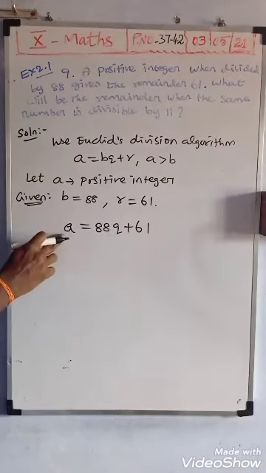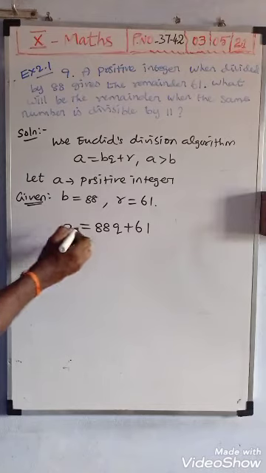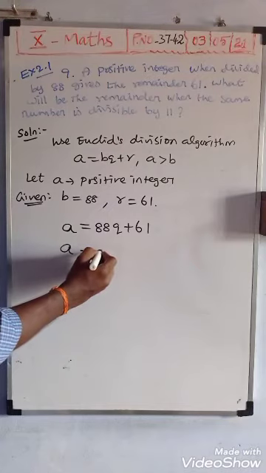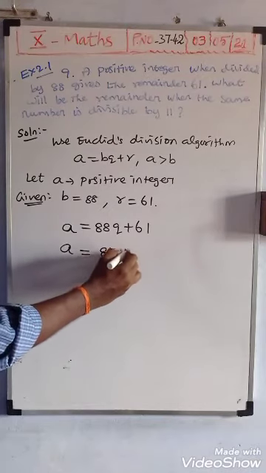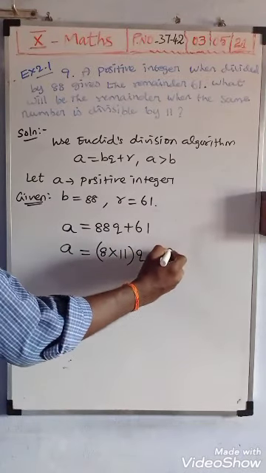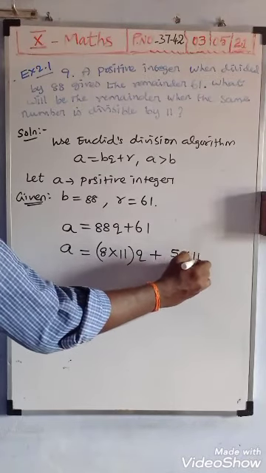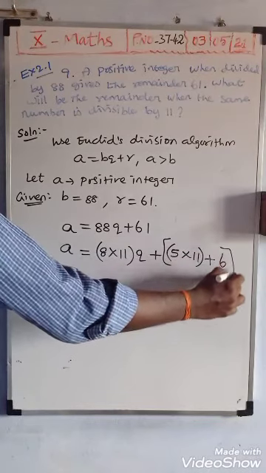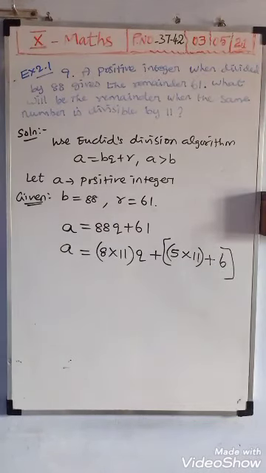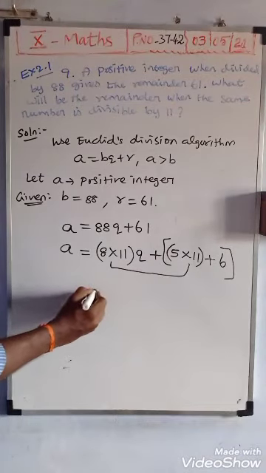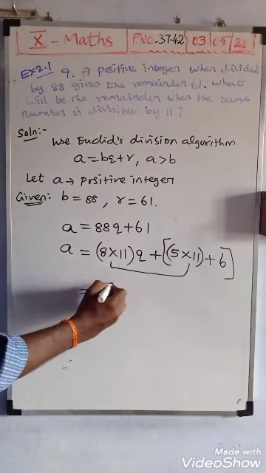Okay, now the same number you should divide by 11, and the question asks what remainder you will get. Therefore A is equal to 88, you can change into 11 format. Then 8 into 11, 8 11s are 88, into Q. Okay, plus 61 also you can change into 11 format, meaning 5 into 11 plus 6. Yes, so 61 we can change like that. 5 11s are 55, plus 6 you should add to get 61. Now in both, what is common? Both have 11 common.